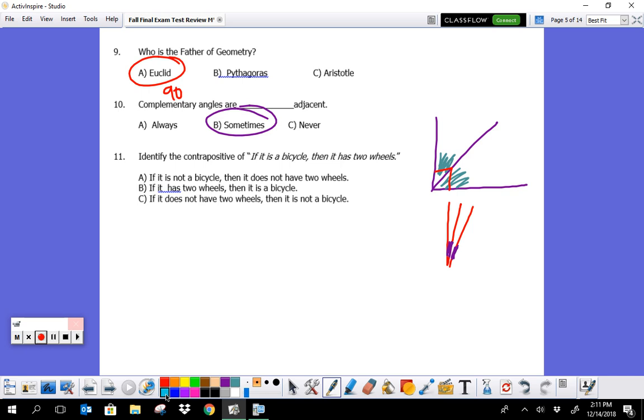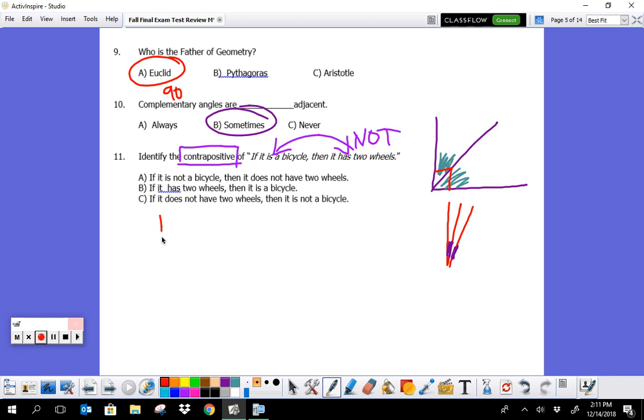11, identify the contrapositive of if it is a bicycle, then it has two wheels. So when we did these conditional statements, we went through all these words. Contrapositive was the biggest word. Okay, so the way I remembered it is the biggest word, we do the most things to this sentence. So we switch the sentence around, and we also put not in both pieces of the sentence. So we're going to switch the sentence around and put not.